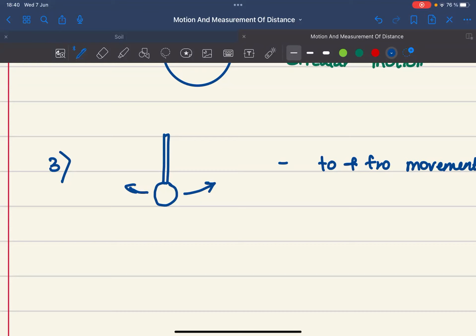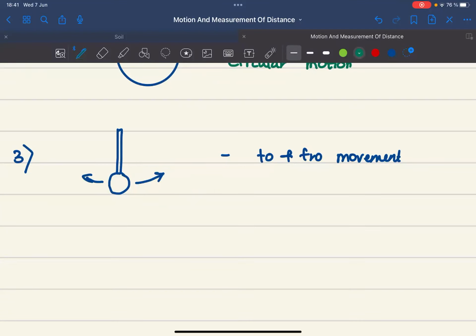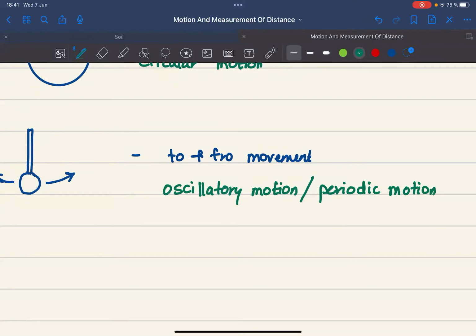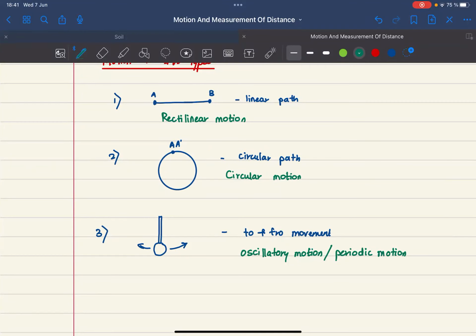Okay. What did someone else say? Osculatory something. What is that? Osculatory motion. What is osculatory motion? Telling the word, you should be able to tell me what it is, right? To and fro movement. Ashwat, okay. To and fro movement is also called oscillatory motion, not osculatory. It's called oscillatory motion. Or you call it periodic motion. So these are the main three types of motion.